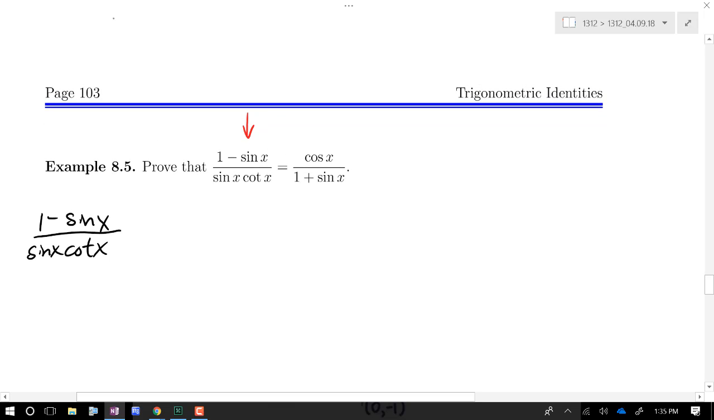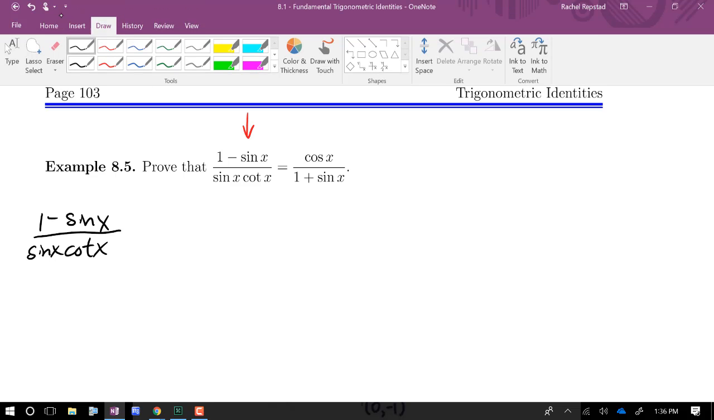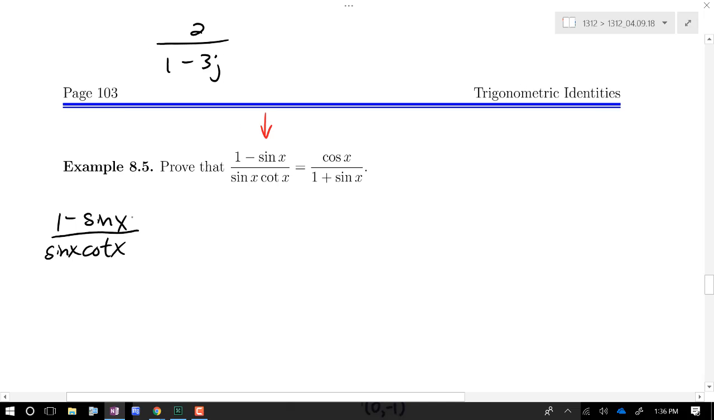Let's say I were working with an expression like 2 over 1 minus 3j. We would know what to do with that, right? When we want to do the division, we say, oh, we can multiply by the conjugate at the bottom, and that often takes care of things for us pretty well. That's a technique we can use to wrangle lots of different types of expressions. And it's the fact that I see the 1 minus sine x show up here that tells me, maybe I'll just multiply by the conjugate of this on the top and the bottom.